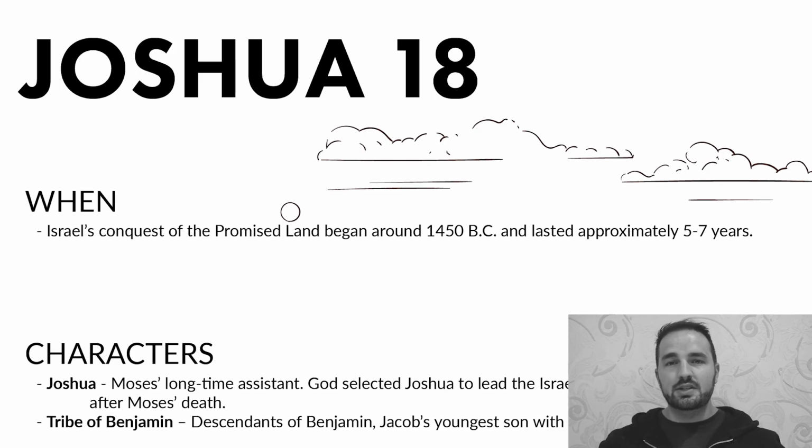First of all, when did the events of Joshua chapter 18 take place? This would be approximately 1450 BC. The conquest of the Promised Land by the Israelites lasted approximately 5 to 7 years. If you want to look more into the debate or into the dating, there's a lot of debate about it. You can go down the rabbit hole for as many hours as you want to go down. But for this study, we're going to use the date of approximately 1450 BC, and that is a rough date.